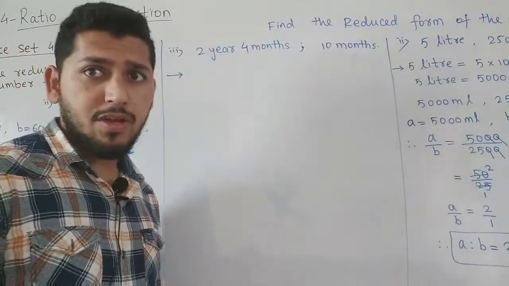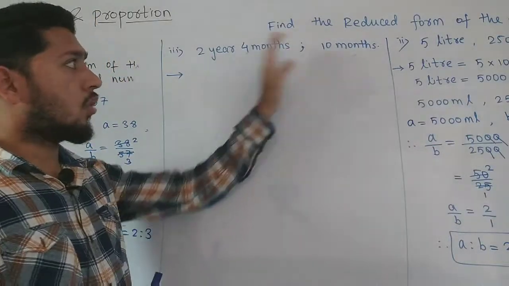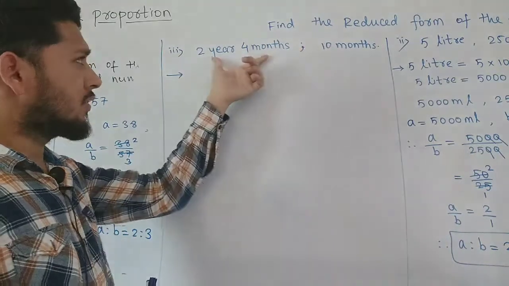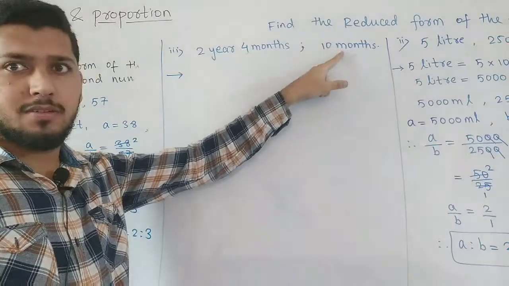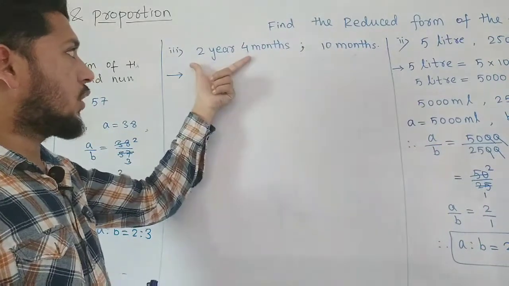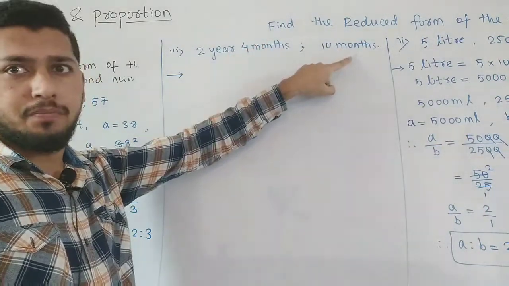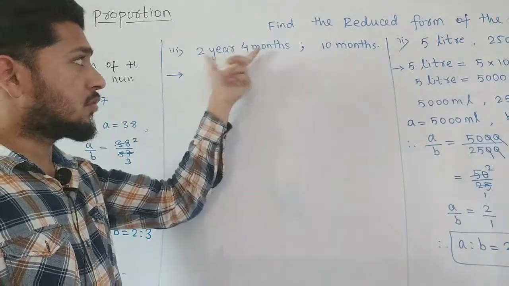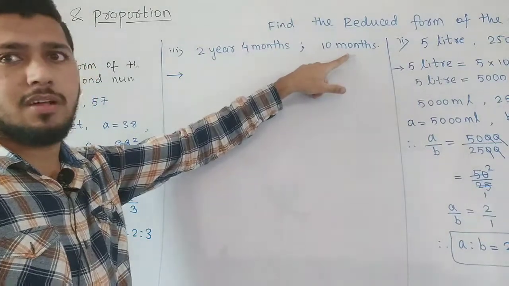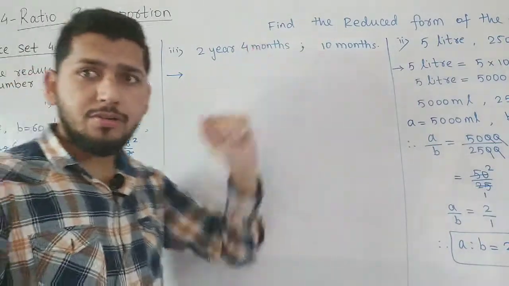Now here you can see the next question. Here two quantities are given. First quantity is given 2 year 4 months and second is given 10 months. Means this is the one quantity and this is the another quantity. अब here you can see here year and month both are given but here only months are given. तो अभी हमको ये दोनों quantity को divide करना है.